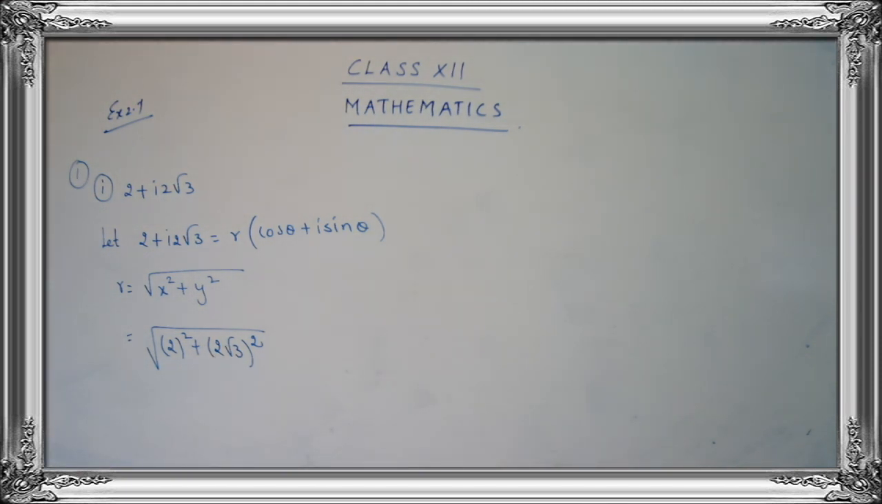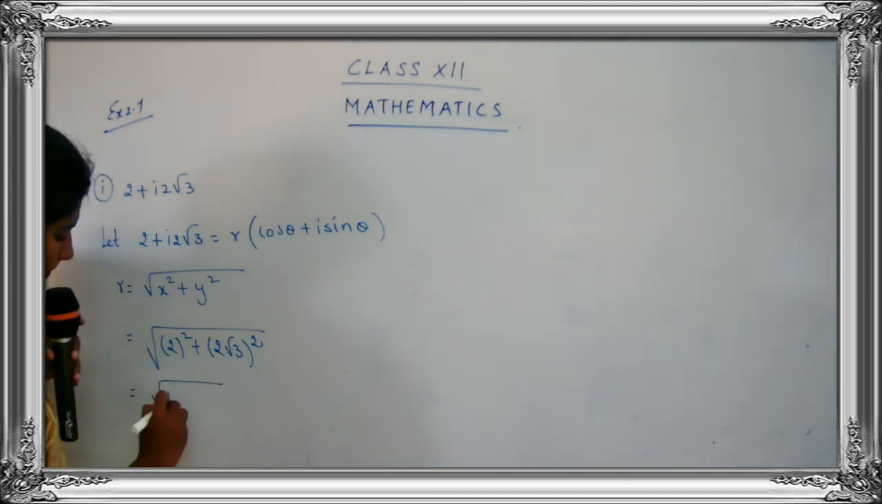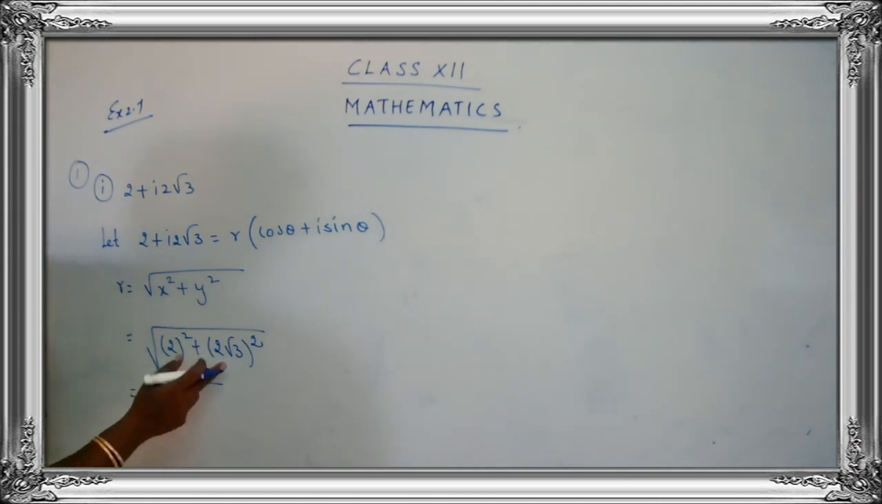Okay children, so let's simplify it further. So what do you get when you solve 2 square plus 2 root 3 the whole square? 2 square gives you 4, this is root of 4 plus 2 root 3 the whole square. 2 root 3 the whole square means 2 square. What is 2 square? It's 4. And what is root 3 square? It's 3. So 4 into 3, 12. So you get here 12.